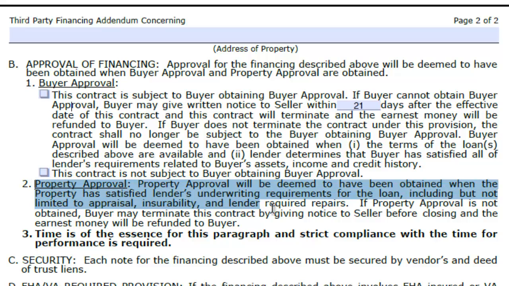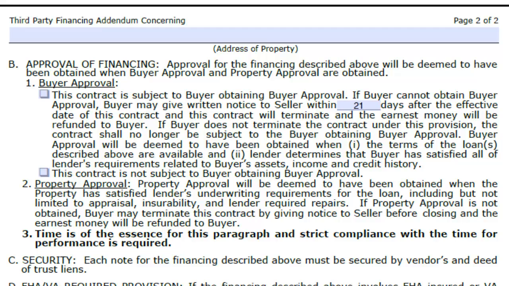Now here's this one. This is pretty cool. And it's kind of surprising the first time you learn about it. The property has to qualify for financing. So this is saying the property has to appraise for a certain amount. It has to be insurable. And all the lender required repairs have to be done, or the lender has to accept the property in the condition that it's in. If those things aren't true, then your client has protection to get out of the contract.